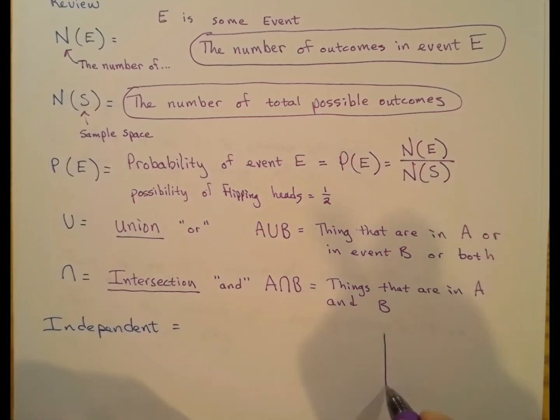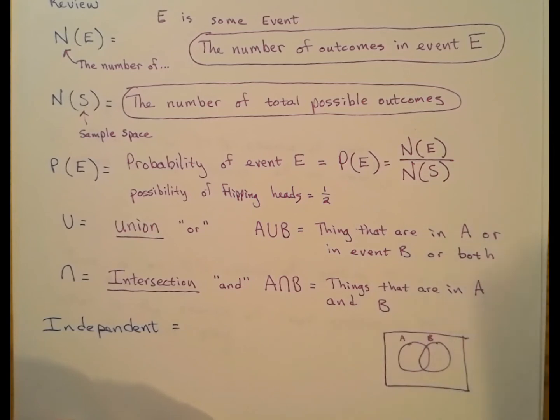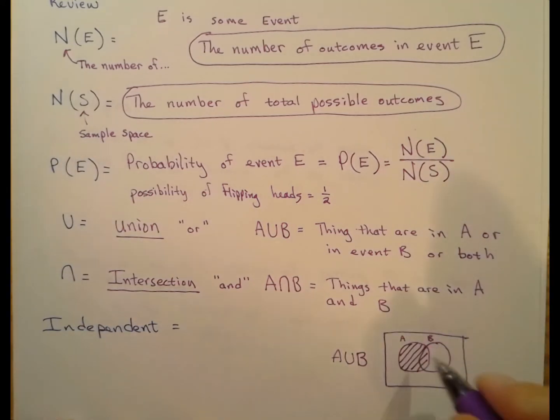So quick little Venn diagram. If I see the union, that's all the things that are in event A, and all of the things that are in B. It's actually an or, sorry. Or the things that are in both of them together.